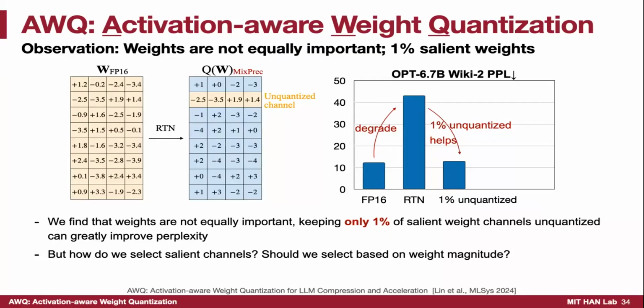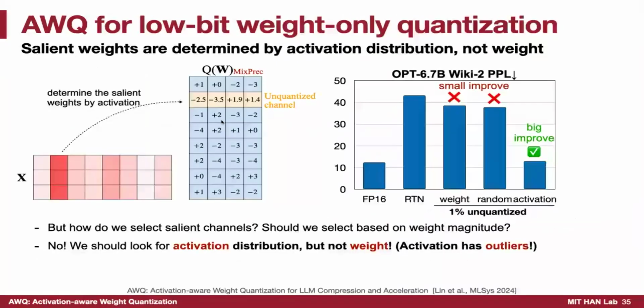Actually, conventional wisdom says if you're quantizing the activation, you should look at the activation, but quantizing the weight, you should look at the weight. But actually, we find it's helpful to look at the activations. If you just look at the weight, and the weight is large, then you don't quantize that. This recipe doesn't work well. Random recipe doesn't work well either. But there is a big improvement if you look at the activation. If the activation channel is large, then you don't quantize that weight channel.